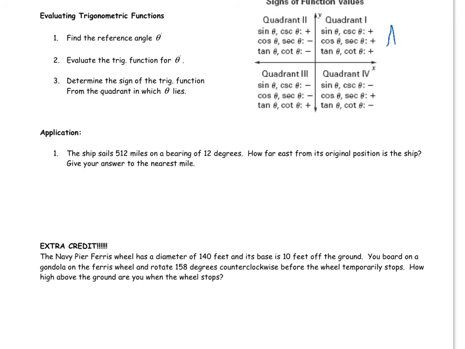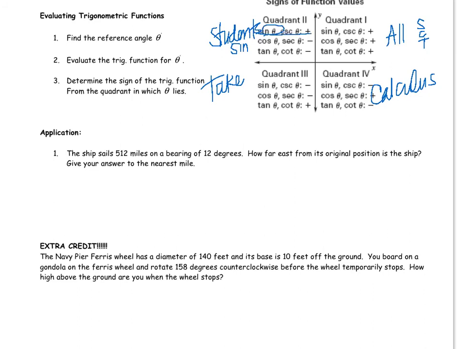What we use is All Students Take Calculus. Let me show you what this means. All means sine, cosine, tangent are positive, so are their reciprocals. In the Students column, quadrant 2, sine is positive, and you can see that sine and its reciprocal are positive; the rest are negative.